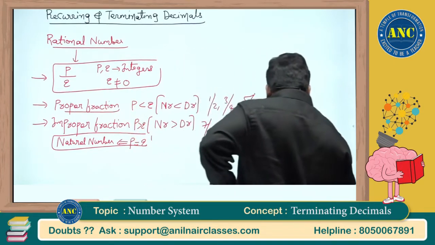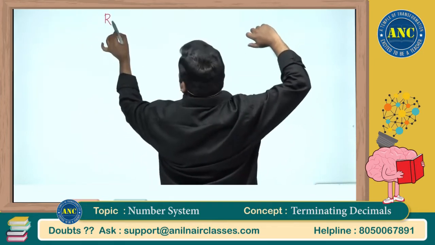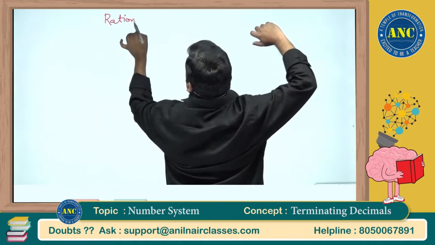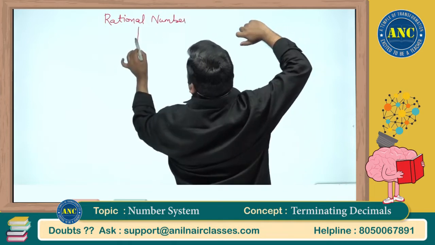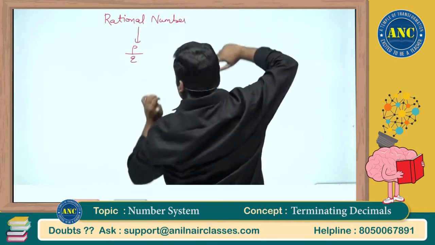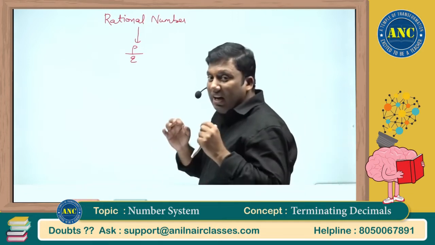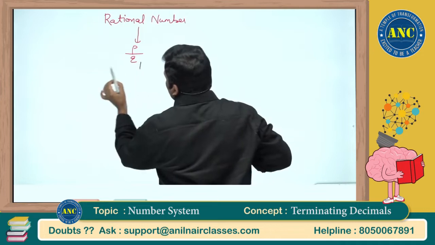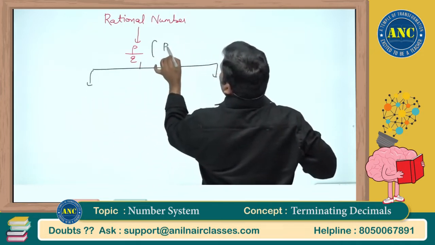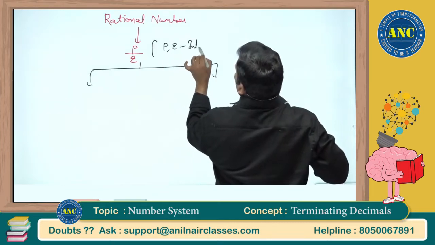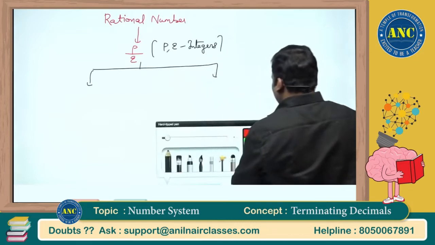Now, listen carefully, sir. A rational number will be of the form P by Q. Very, very important key point. P and Q are integers. First key point.